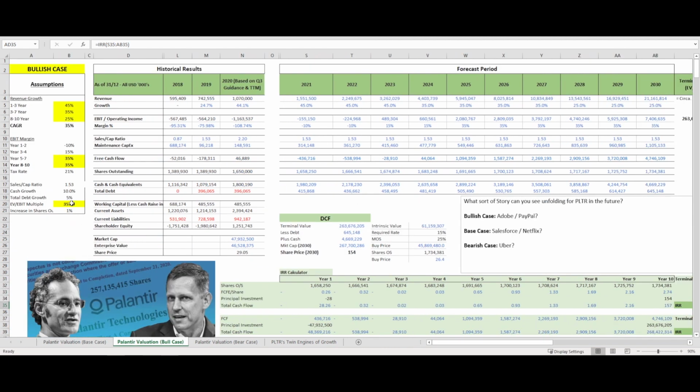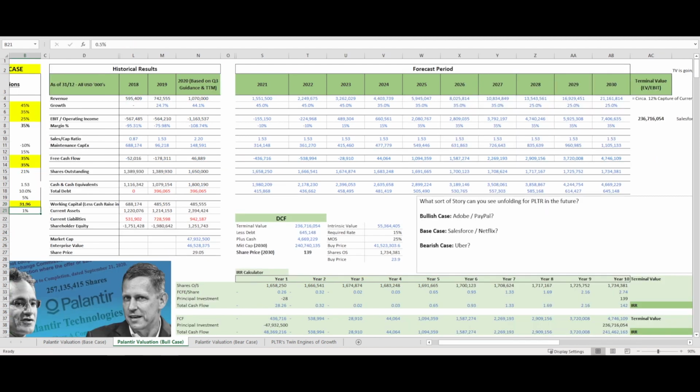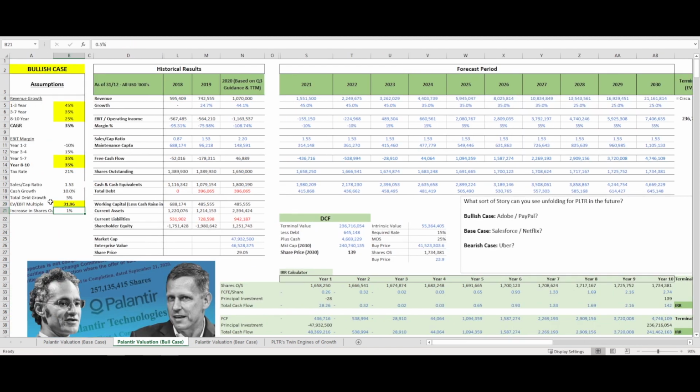So as you can see, we could play around with this in many different ways, and we'll get slightly different values or get an idea of, if whatever story plays out, what sort of return we can expect from it. But I'm going to go with the slightly less bullish terminal value multiple there of 31.